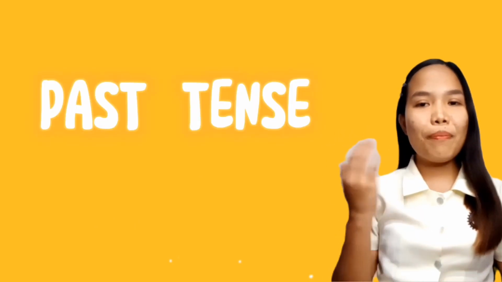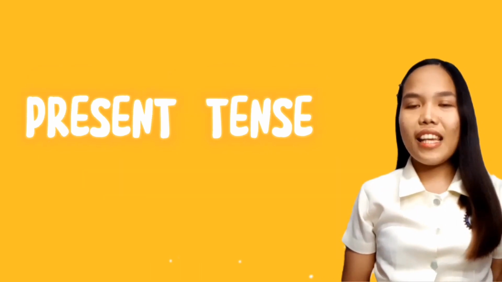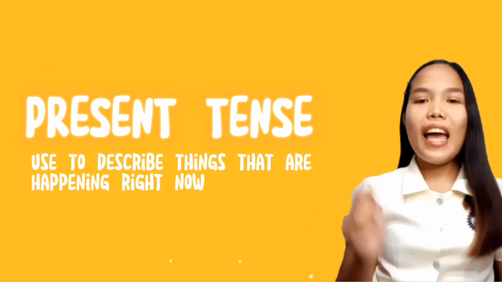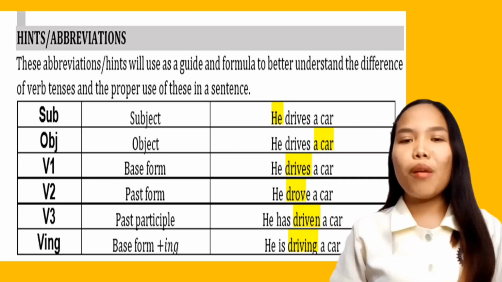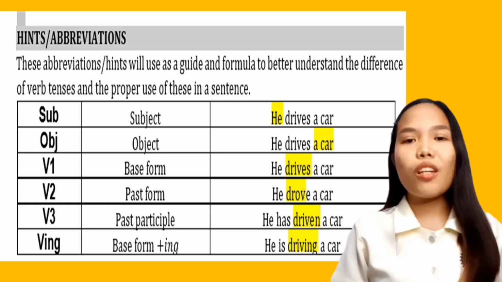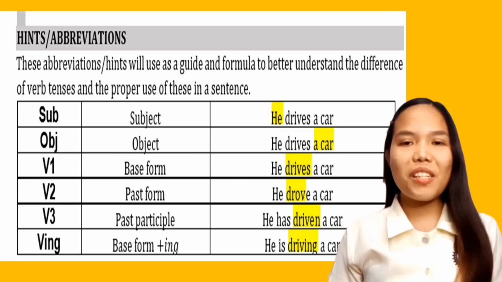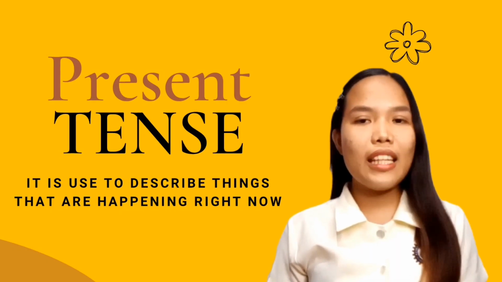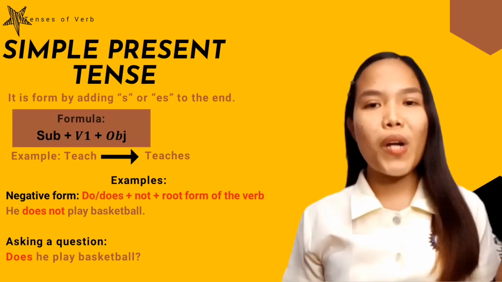Verb tenses come in three tenses. These are the past, where action is already finished, present, which is happening right now, and the future, which is yet to happen. For you to better understand those tenses and how they are used in a sentence, let us use some abbreviations or hints as our formula for every tense. Let us start with present tense. It is used to describe things that are happening right now. The first one is what we call the simple present tense.